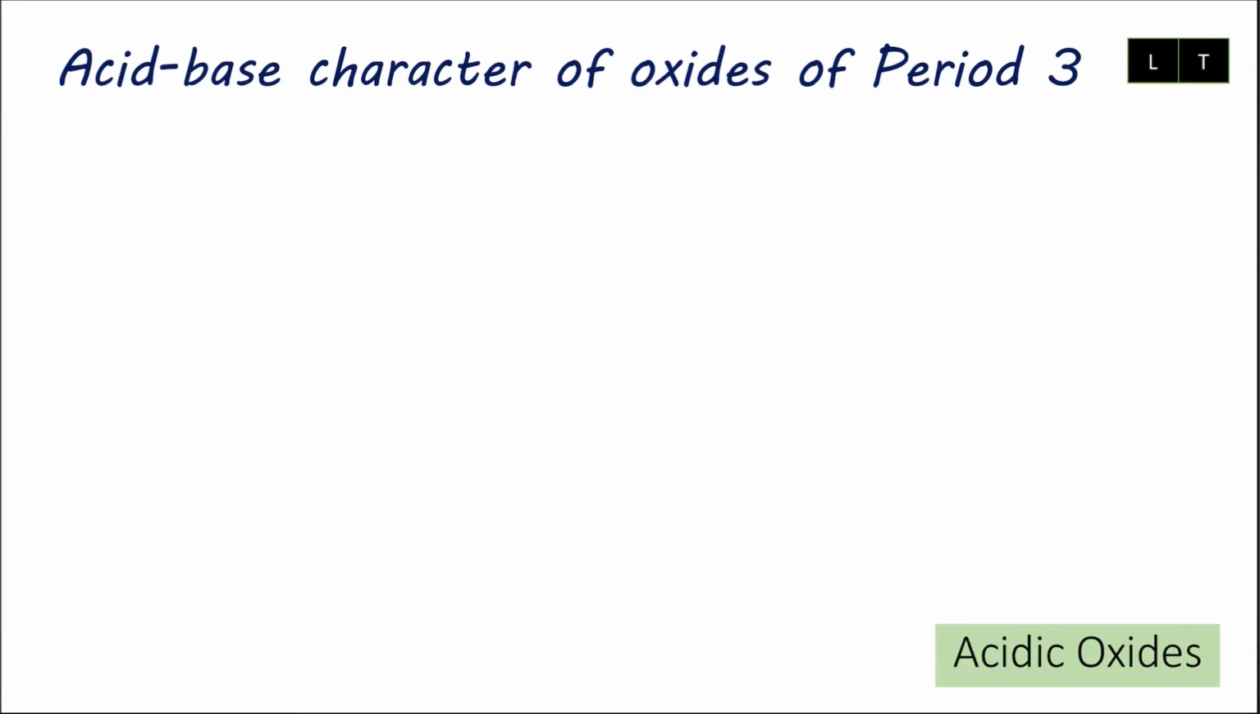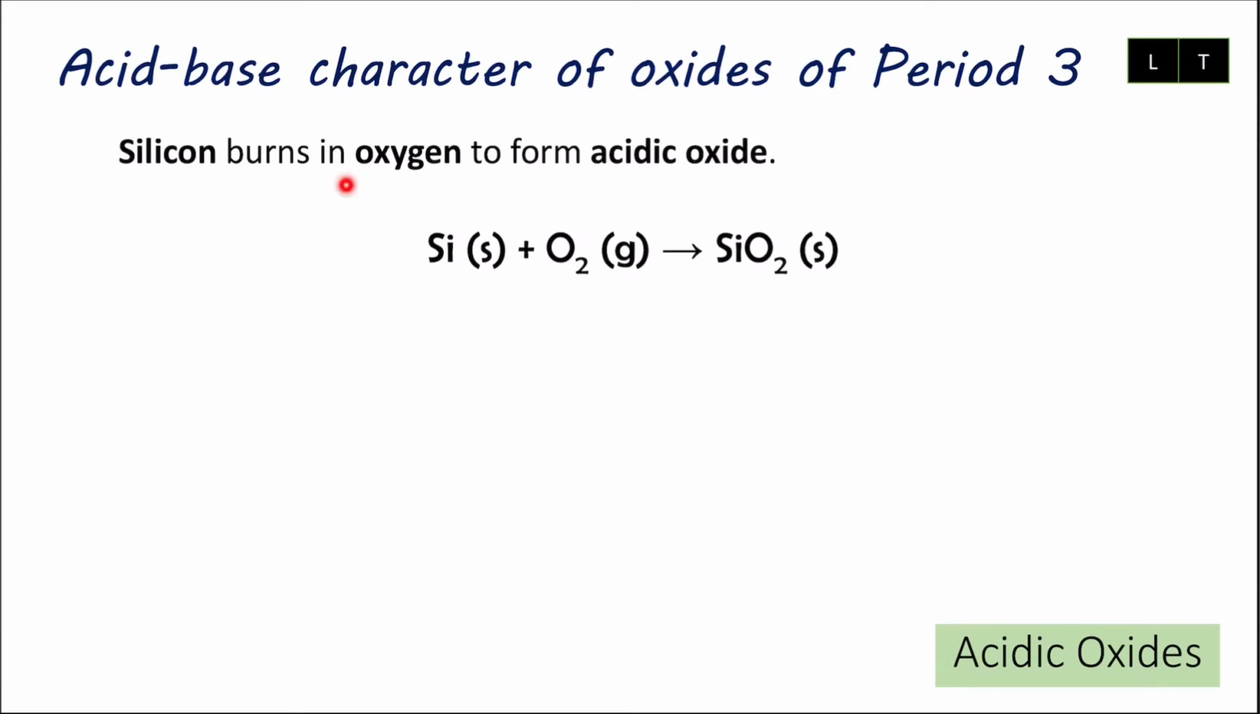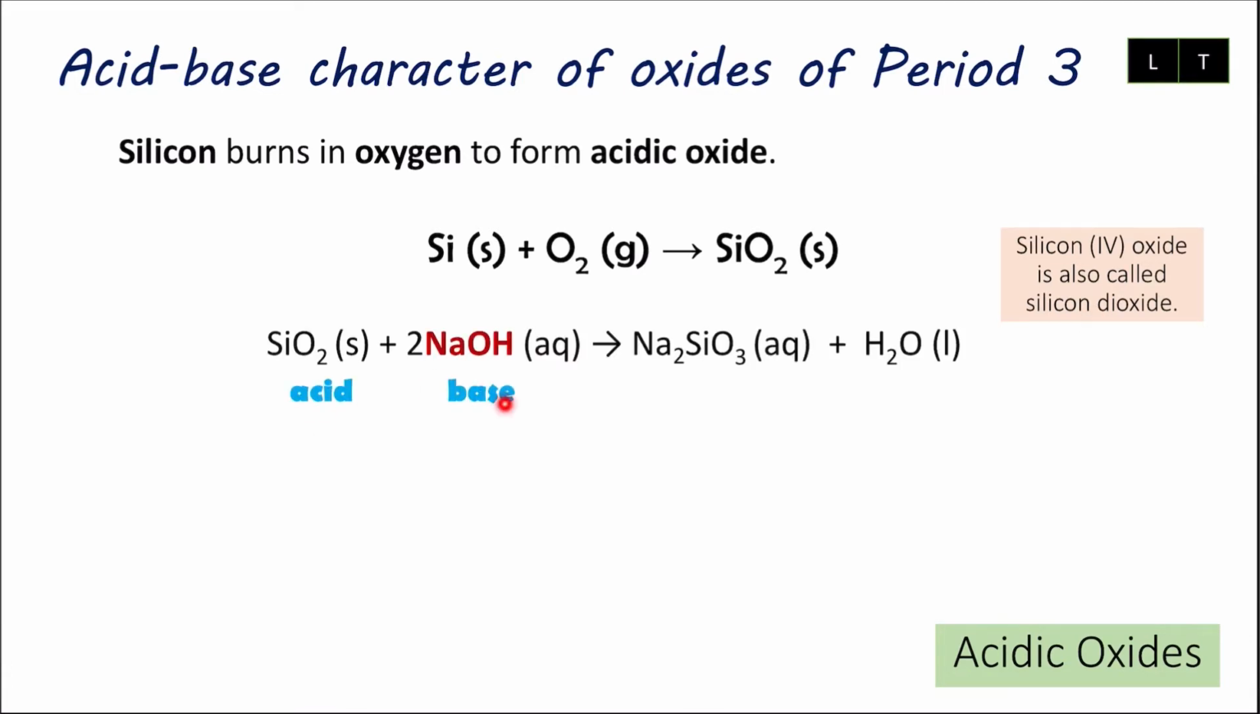Now, we continue for silicon. Silicon burns in oxygen to form acidic oxide. So, if you take a look here, we got silicon and we got oxygen gas to form SiO2. So, SiO2 ini kita panggil sebagai silicon(IV) oxide ataupun nama lain dia adalah silicon dioxide. So, silicon dioxide boleh react sebagai acid with base to form sodium silicate, Na2SiO3, with water.